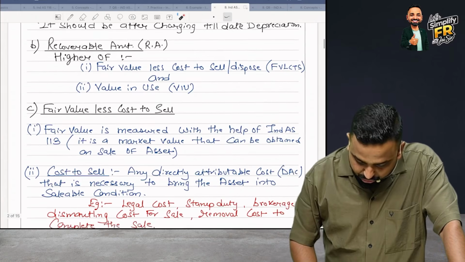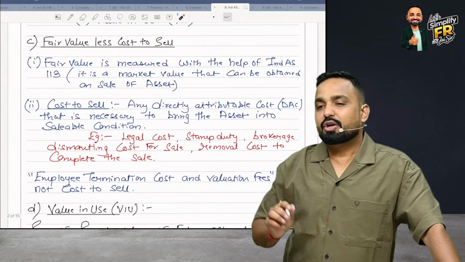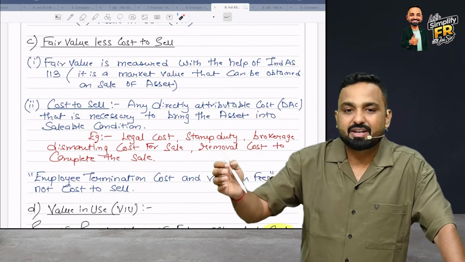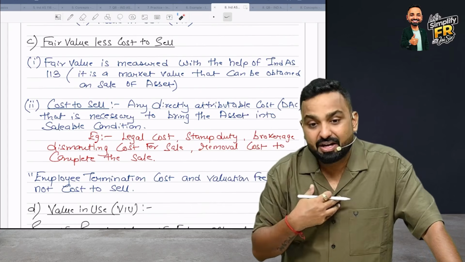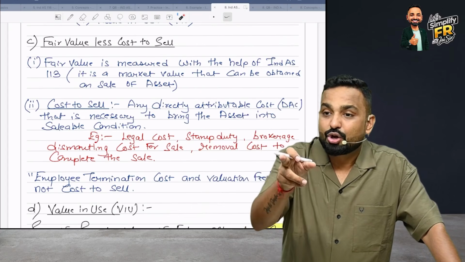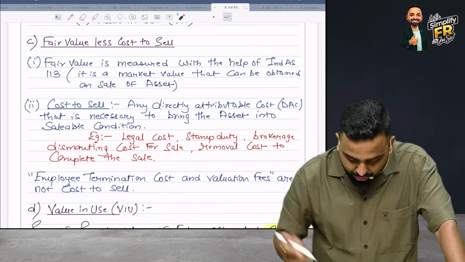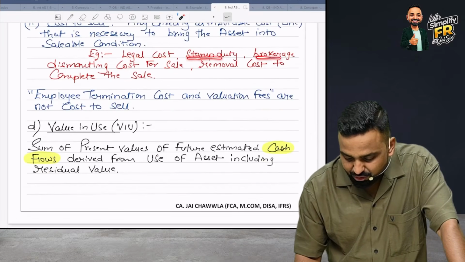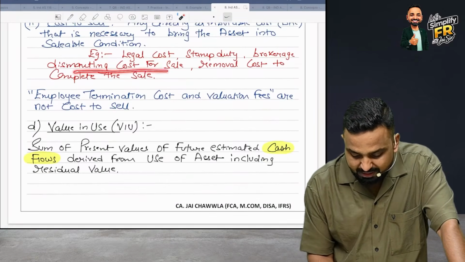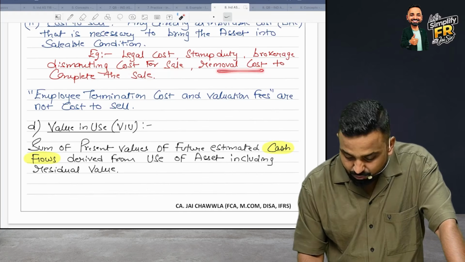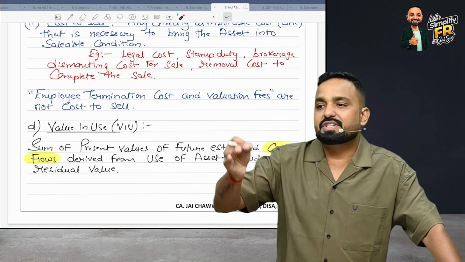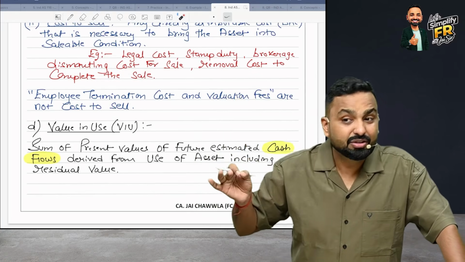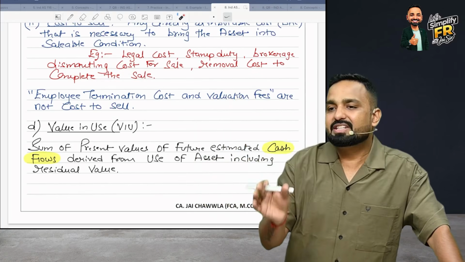So first, let us understand the fair value less cost to sell. What is fair value? It is simply a market value. If you would sell your asset, how much market value will you get after deducting cost to sell? What is cost to sell? Legal cost, stamp duty, brokerage, commission, dismantling cost for sale, removal cost to complete the sale. So any cost which is necessary to bring the asset into saleable condition, that you have to consider as cost to sell.